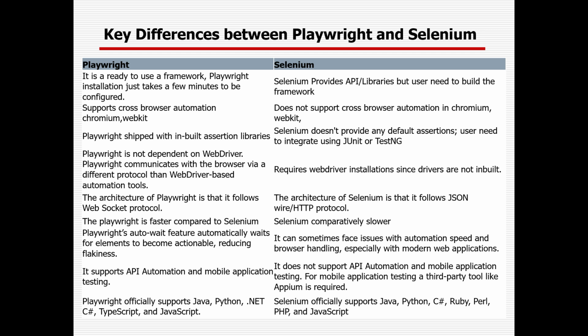Playwright supports a lot of programming languages like Java, Python, .NET, C#, TypeScript, and JavaScript. But Selenium also supports many languages, starting with Java, Python, C#, Ruby, Perl, PHP, and JavaScript. So these are the key differences between Selenium and Playwright. There might be other differences, but these are the key ones. I tried to jot them down so that you can get some idea why and where you need to use Playwright, where you need to use Selenium, and why Playwright is more useful than Selenium. What are the limitations Playwright and Selenium have altogether.